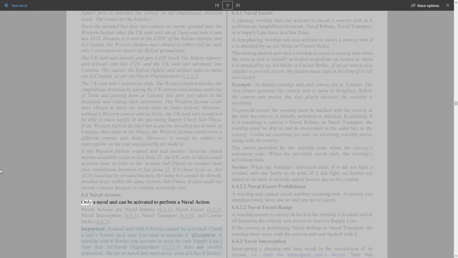6.4 Naval Actions. Only a naval unit can be activated to perform a naval action. Naval actions are Naval Rebase as 6.4.1, Naval Escort as 6.4.2, Naval Interception as 6.4.3, Naval Transport as 6.4.4, and Carrier Strike as 6.4.5. Important: a naval unit with 6 sorties cannot be activated. Check a unit's sorties each time you want to activate it. Exception: a warship with 6 sorties can activate to trace its own supply line. Note that Air Naval Displacement 4.2.3.7 does not involve activation. The air or naval unit must move, even if it has 6 sorties.